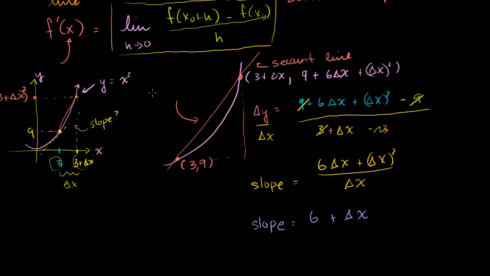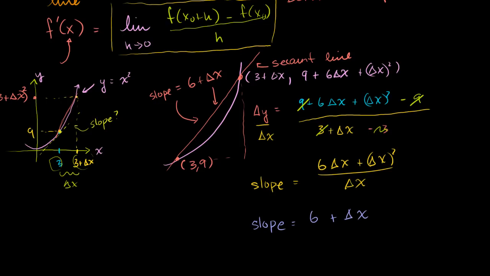So slope is equal to 6 plus delta x. That's this reddish line that I've drawn right there. So if the delta x was 1, if these were the points 3 and 4, then my slope would be 6 plus 1, because I'm picking a point where the delta x would have to be 1. So the slope would be 7. So we have a general formula: no matter what my delta x is, I can find the slope between 3 and 3 plus delta x, between those 2 points.